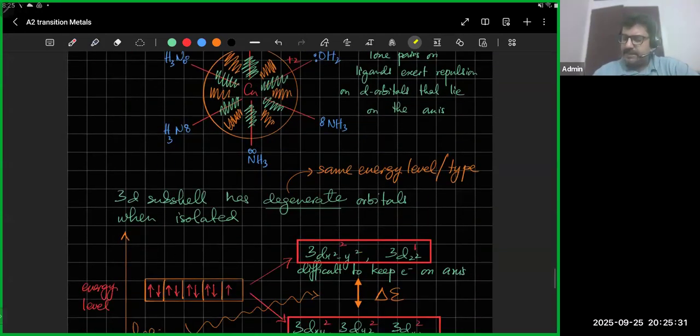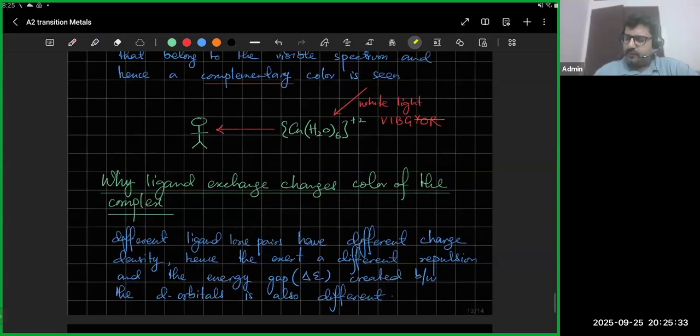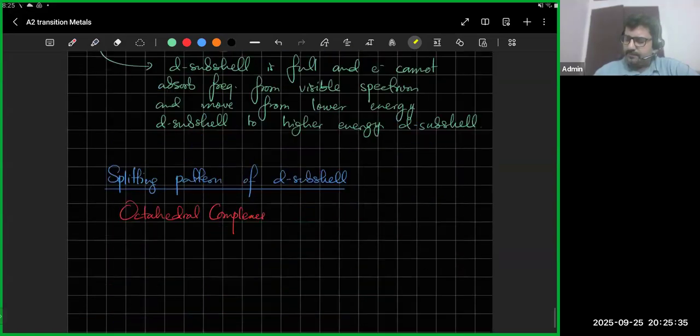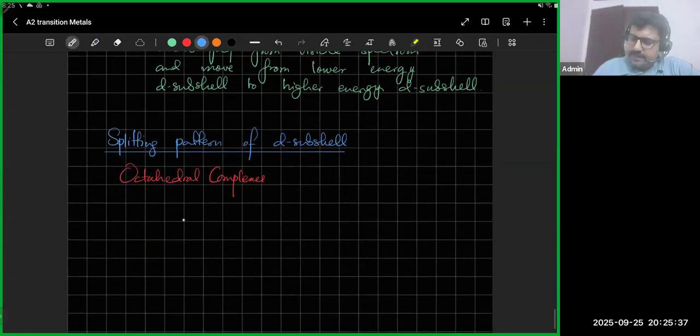So the d subshell splits in a very specific way, and I'm just going to write that down: it's going to be harder to keep electrons on the axis, and between the axes, it's going to be easier to keep electrons.